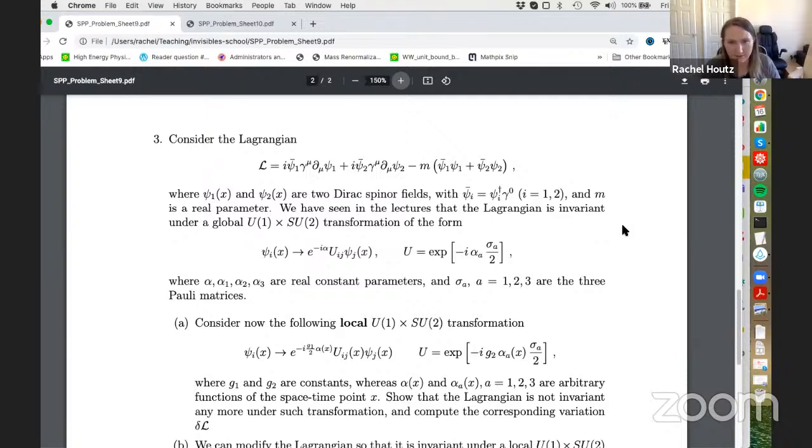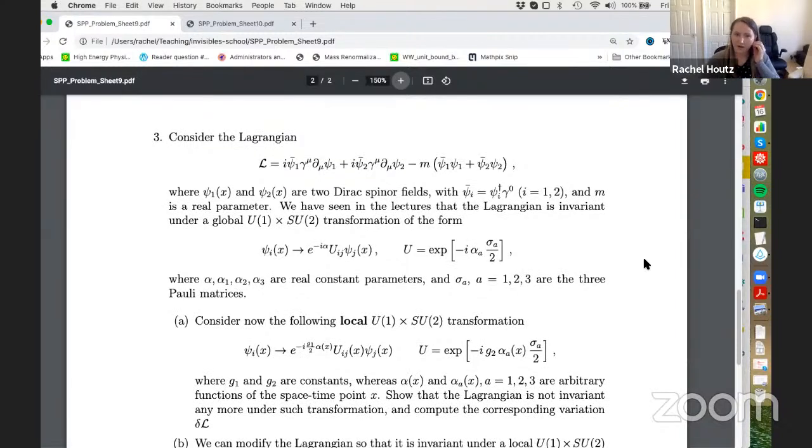And so I'm sure you've seen Lagrangians like this in the past, but I am trying to read slowly so you have time to write things down. All right, so we've seen in the lectures that this Lagrangian is invariant under a global U1 cross SU2 transformation that looks like this, where psi goes to e to the minus i alpha, so that's the U1 transformation, and then in addition, it also transforms like U_ij psi_j, which is the SU2 transformation.